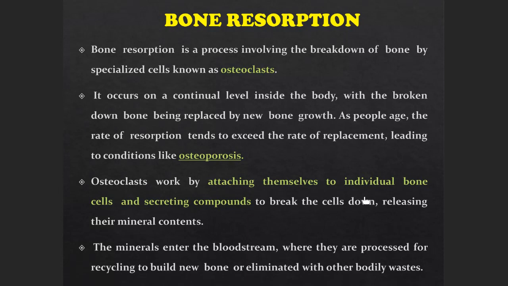Osteoclasts work by attaching themselves to individual bone and secreting compounds that will cause the dissolution of the matrix and the mineralization matrix also. Now, once they are dissolved, they either enter into the bloodstream or they are removed out of the body as toxins during your normal natural process like urination.